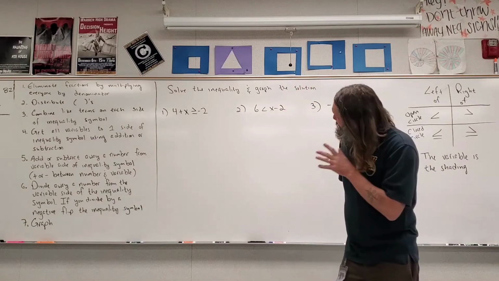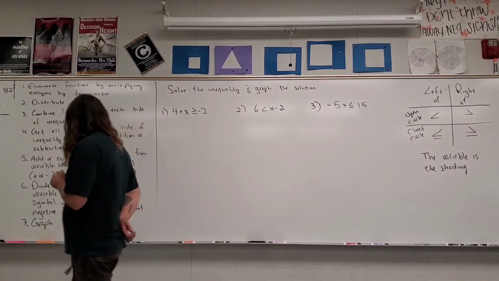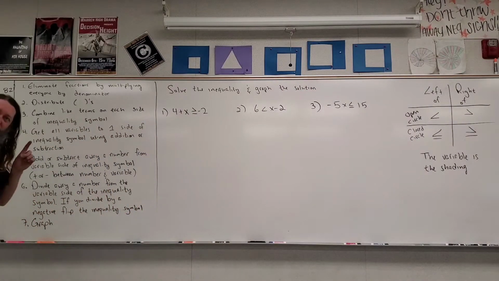So let me go ahead and just show you the steps that we're going to use to solve inequalities and graph. Our first step is going to be to eliminate fractions by multiplying everyone by the denominator. Our second step is going to be to distribute. Our clue is parentheses. Our third step is going to be to combine like terms on each side of the inequality symbol. Our fourth step is going to be to get all variables to one side of the inequality symbol using addition or subtraction.